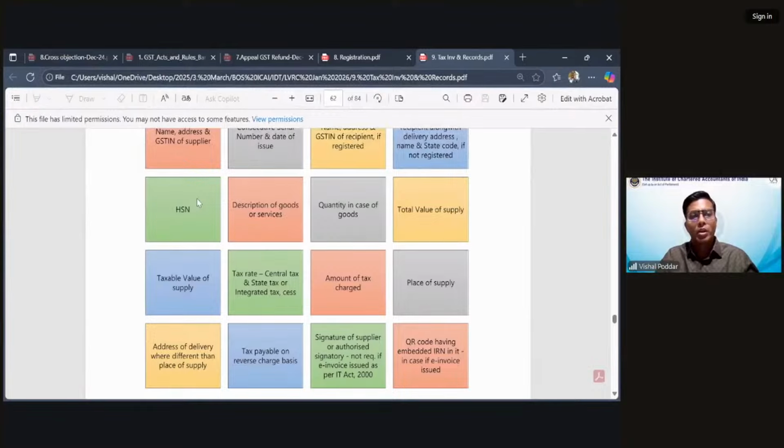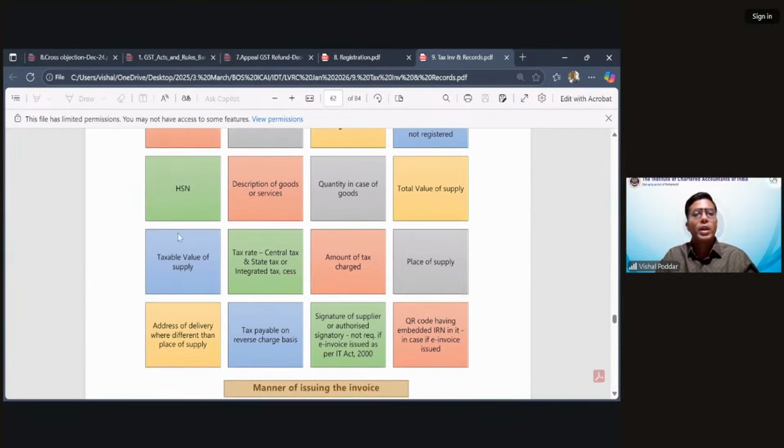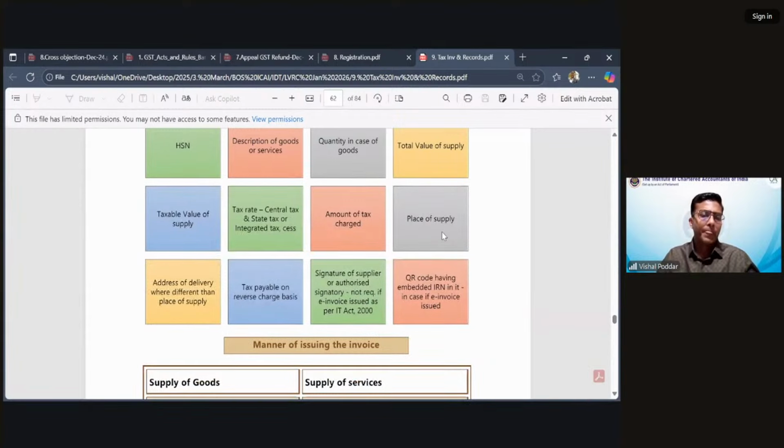That is only to ensure which state should get the revenue and also to decide many times the place of supply. HSN, description of the good or service, quantity, total value of the supply, taxable value of the supply, rate of tax, amount of tax, place of supply. Where the delivery is different from the place of supply, then the proper and complete address of delivery. If the tax is to be paid under reverse charge, that also has to be mentioned on the face of the invoice, that in case of this invoice, tax has to be paid under RC.